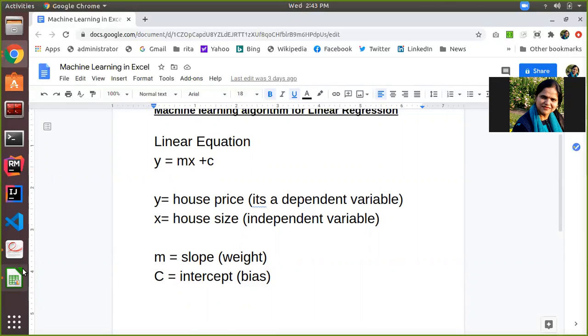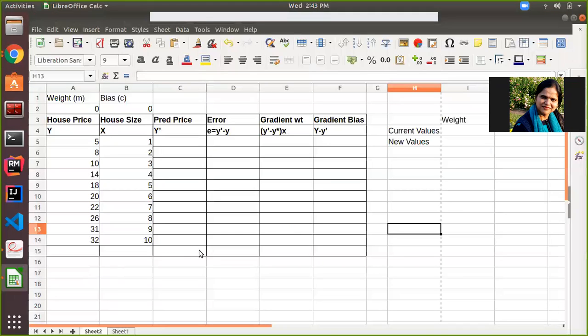So let's come back to the Excel sheet which I have created to illustrate this. Here, these are the house sizes and these are the house prices. Let's suppose the initial value for slope, that is weight, is 0 and bias is 0. First of all, we will calculate these variables by putting weight equal to 0 and bias equal to 0. Let's first calculate the predicted price of the house.